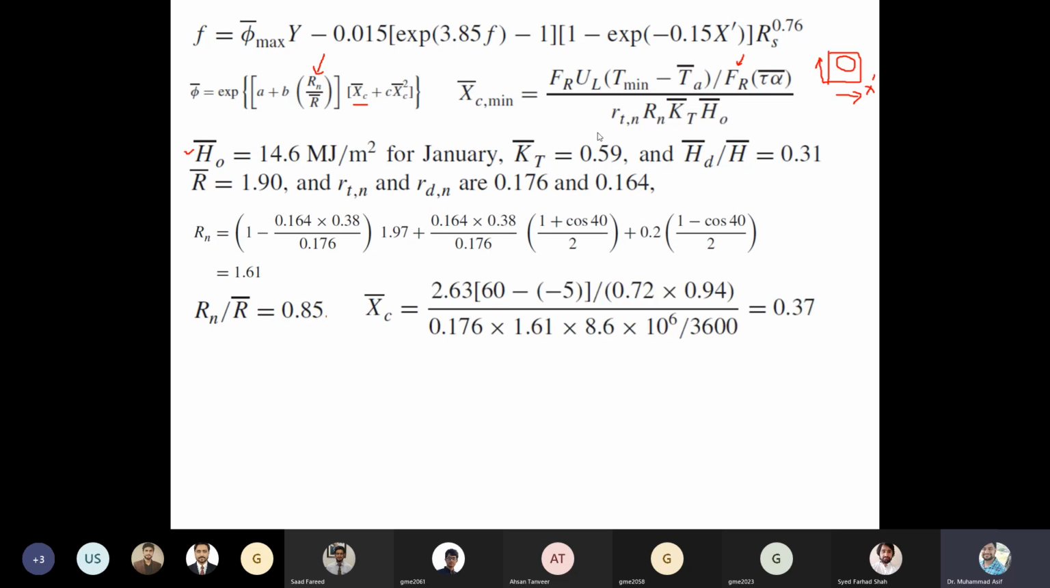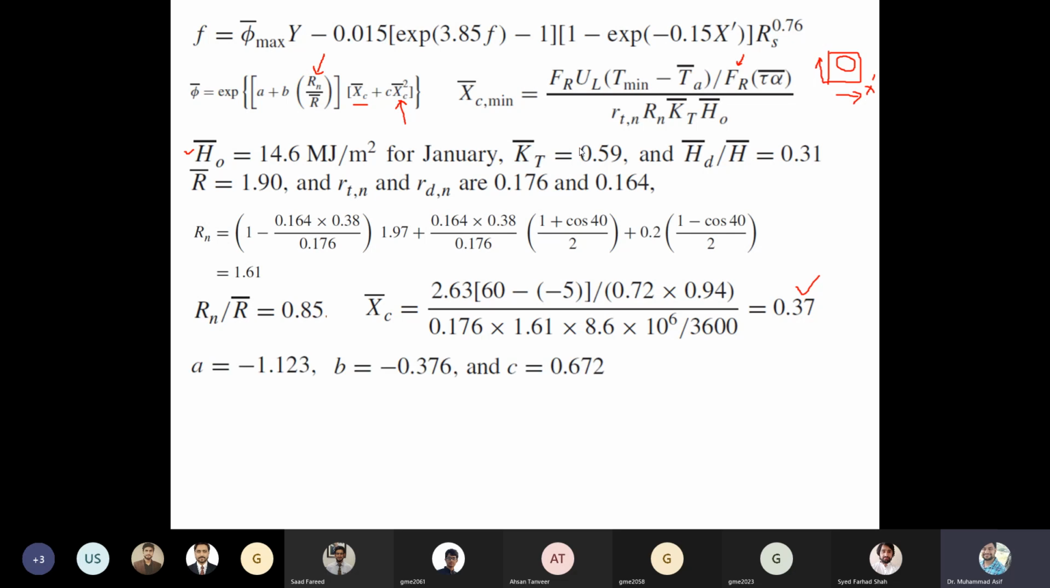So now XC minimum will be, if we put this value, the product of FRUL, T minimum is 60, the average ambient temperature is given. So if we put all these values, we can get the value of XC minimum. So this is the XC minimum. So if we put this XC here and the value of this ratio, we still need ABC. Those coefficients are a function of KT, this value KT.